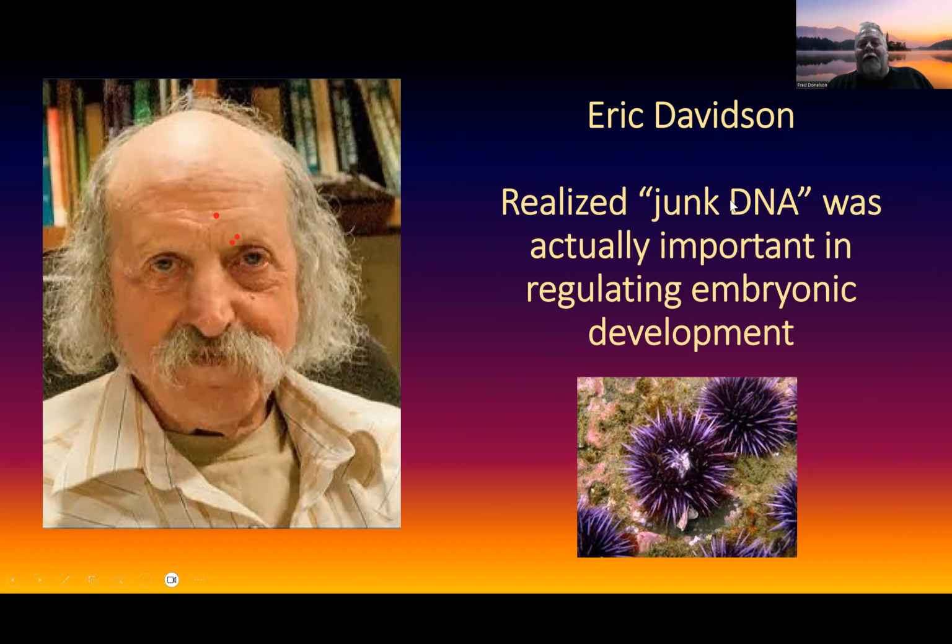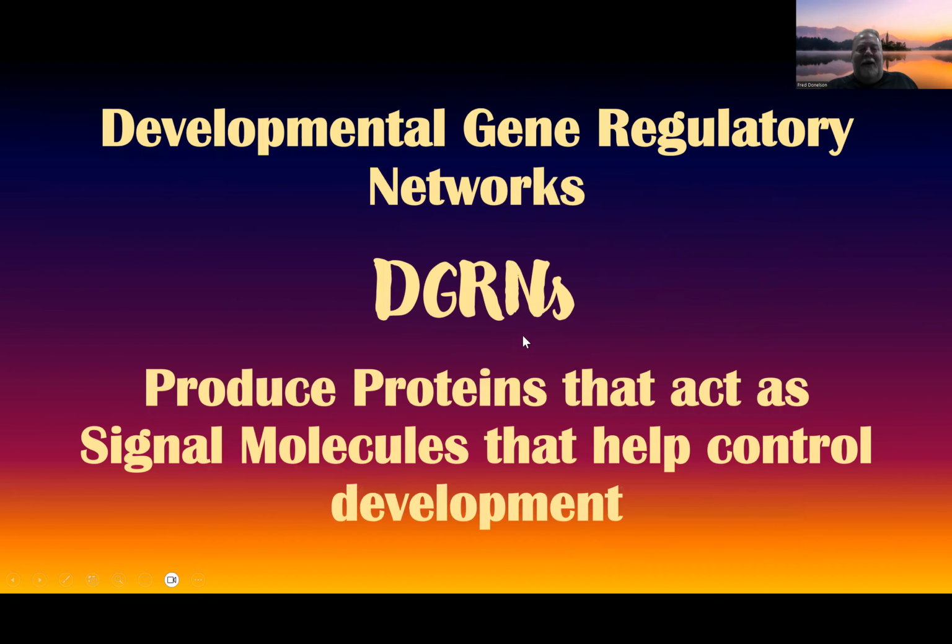They were just left over from previous things that supposedly we inherited from our common ancestors. But actually, junk DNA was important in regulating embryonic development. Davidson did most of his work with purple sea urchin, and he mapped the whole genome of that. And so one of the things that he discovered were these developmental gene regulatory networks. That's what DGRNs are, okay?